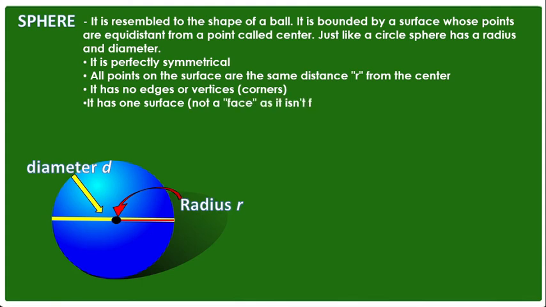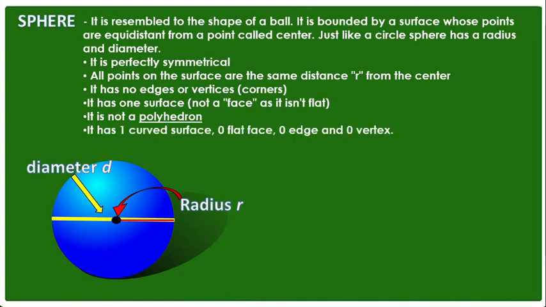It has one surface, not a face, as it isn't flat. So remember that the sphere has no face, but we call it a surface since it is not flat. So it is not a polyhedron. Why? Because it has no faces. It has only a surface. It has one curved surface, zero flat faces, zero edges, and zero vertices.